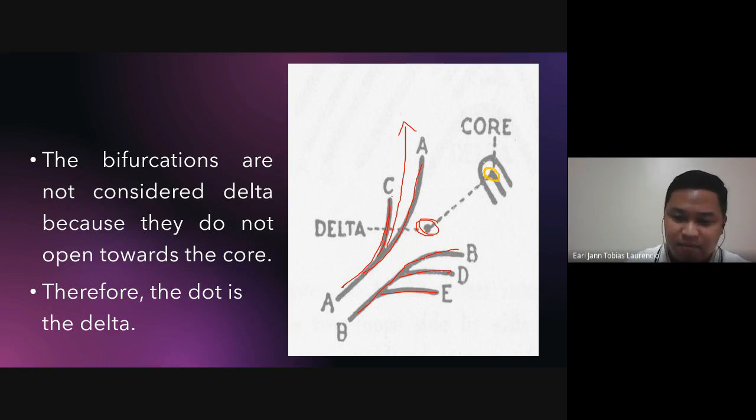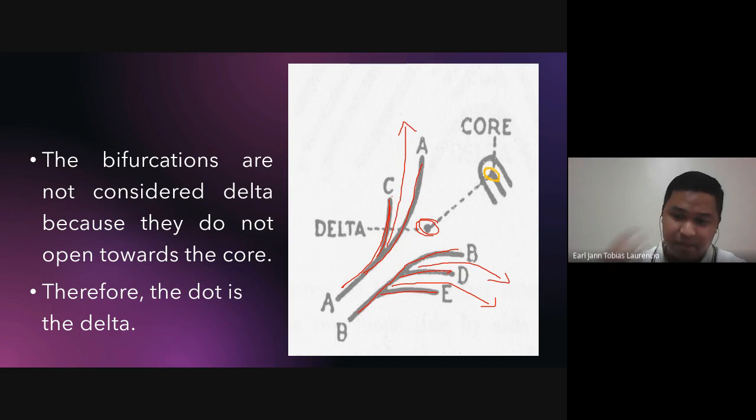The same is true with the series of bifurcations here. This bifurcation opens in that direction. This one also opens below the core. So we will not select them as the delta of the pattern because they do not meet the requirement of a delta if that is a bifurcation.